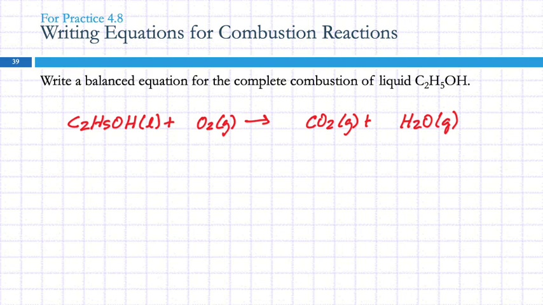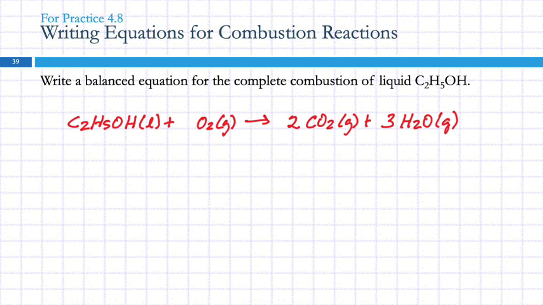Let's just start at the beginning. I have 2 carbons on the left. Over here I only have 1, so I'll put a 2 in front of that molecule. So I've got 2 carbons on each side. Hydrogens, need to be a little bit careful here. There's 5 here and 1 there, so a total of 6. Over here I have 2. What do I need to multiply that by? 3. Now I have 6 hydrogens on each side.